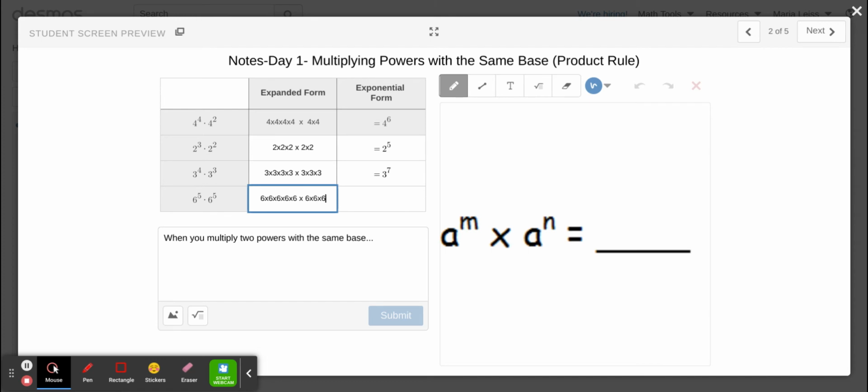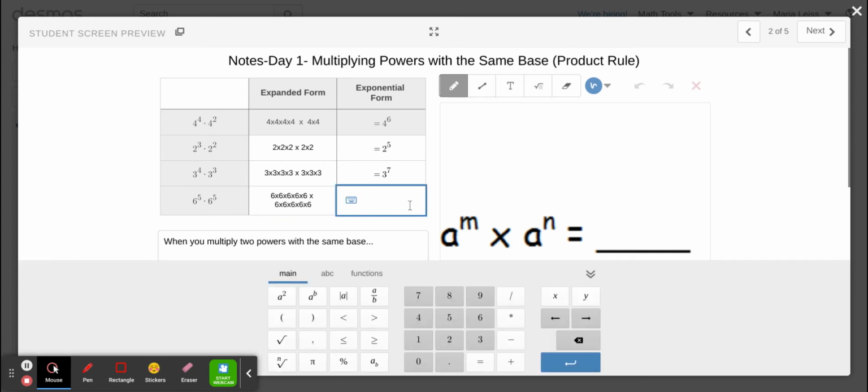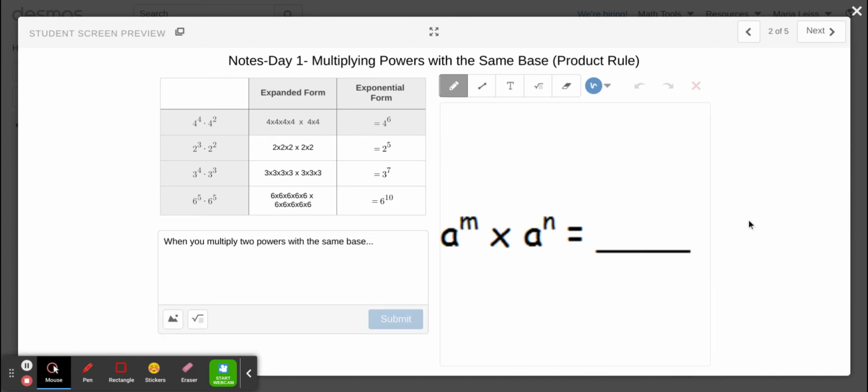1, 2, 3, 4, 5. Yep. And then when I come over here, reorganize it, count it all up. Our base is 6. And how many times does it show up? Well, 5 up here and another 5 down here is 10. So I'm going to hit that a to the b and I'm going to raise it to the 10th power. Great. Starting off easy, not hard.